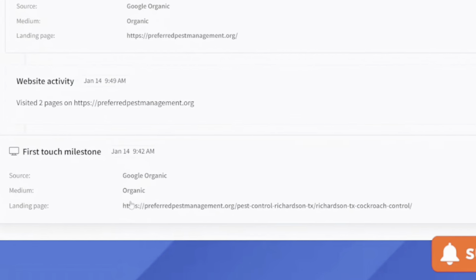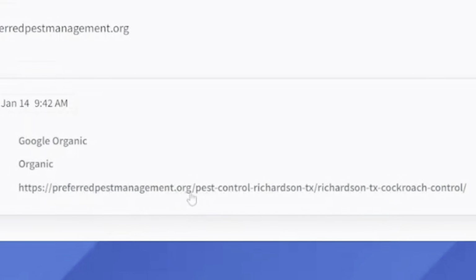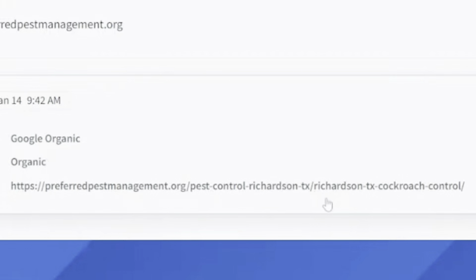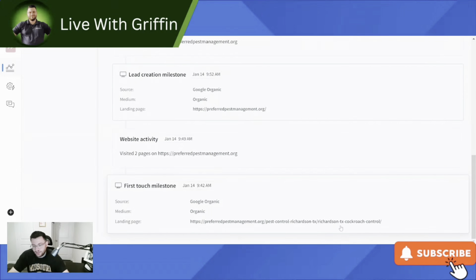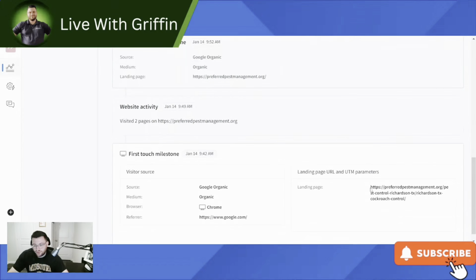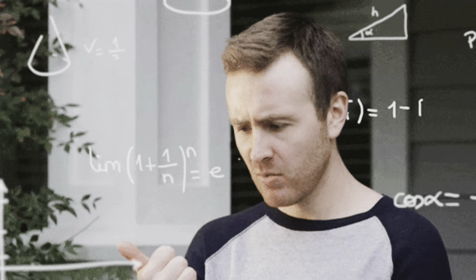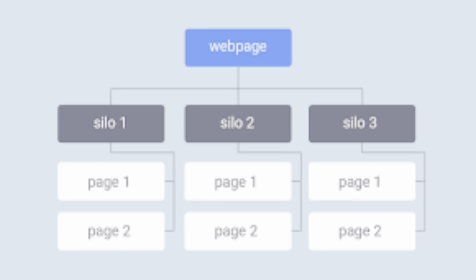You can see here, the first page that they looked at was preferredpestmanagement.org/pest control Richardson, Texas /Richardson, Texas cockroach control. So that's our service page that we made. Again, if you don't know what I'm talking about here, I can show you guys the page as a matter of fact. So we made service pages underneath of our location pages. Think of it like a silo structure.